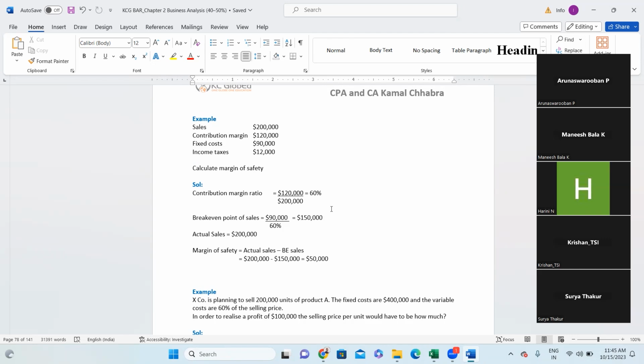No, variable cost is 60%. So contribution margin is 40%, no? Okay. Right? Sales minus variable cost is your contribution margin. If sales is 100 and your variable cost is 60, so contribution margin is 40. So what is the core of the question? Identify the sales price. Can you do the math for me?